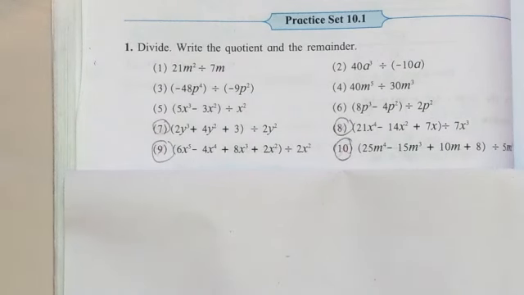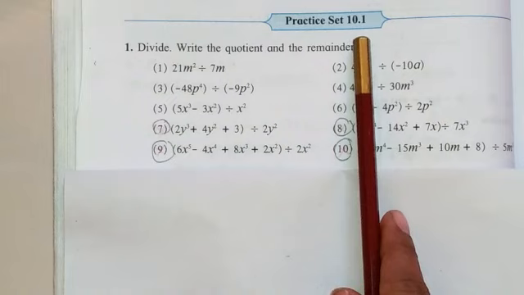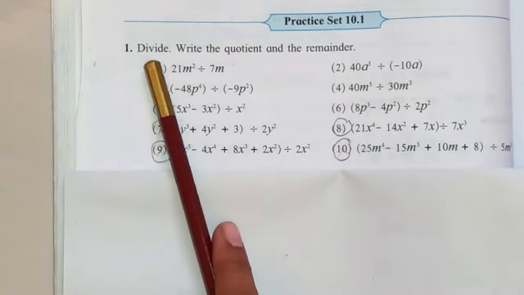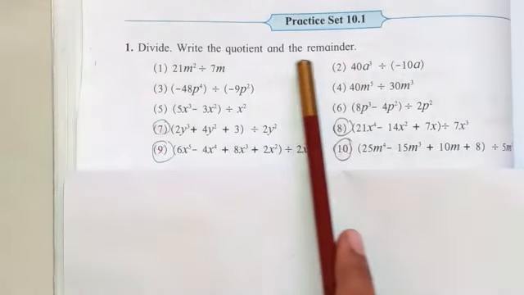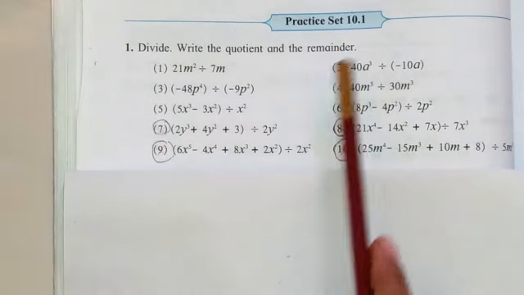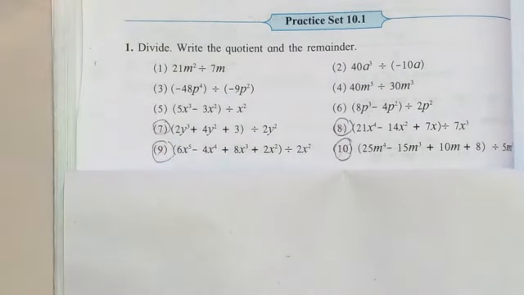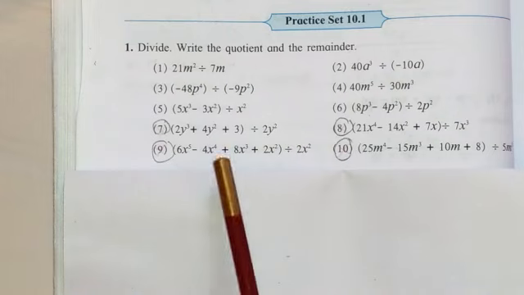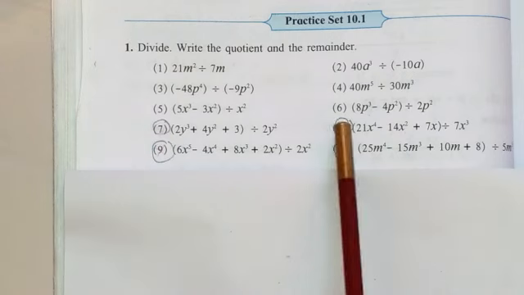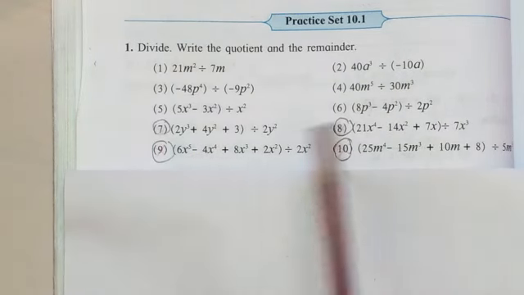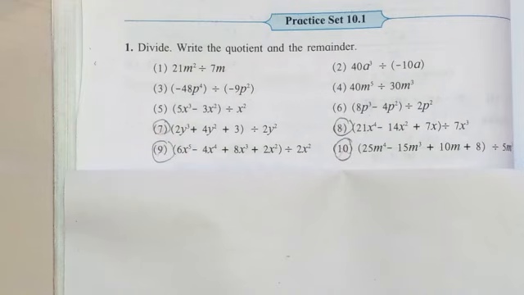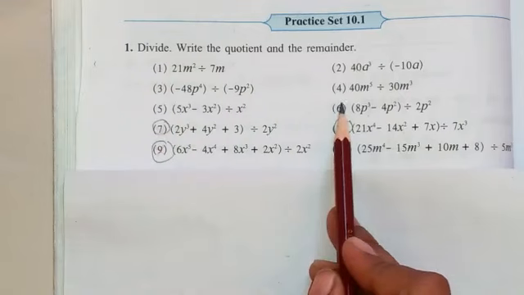Now students, let's move towards the practice set number 10.1. The question is given, that is divide and write the quotient and the remainder from this sum. Now students, as I have told earlier in our first semester, that few of the portion is reduced from the syllabus due to COVID-19 by the government only. So on the basis of that, in this practice set, question number 7, 8, 9, 10, these last 4 sums are cancelled for this year from the syllabus. So you have to solve from 1st to 6th only.